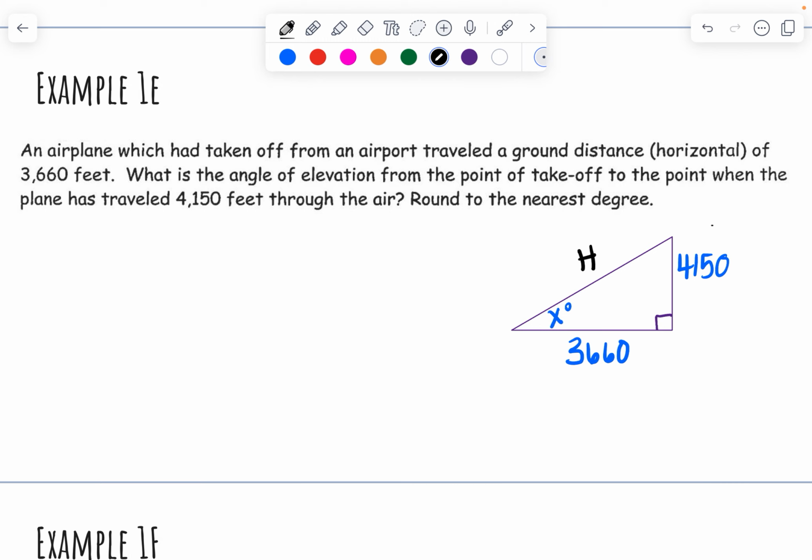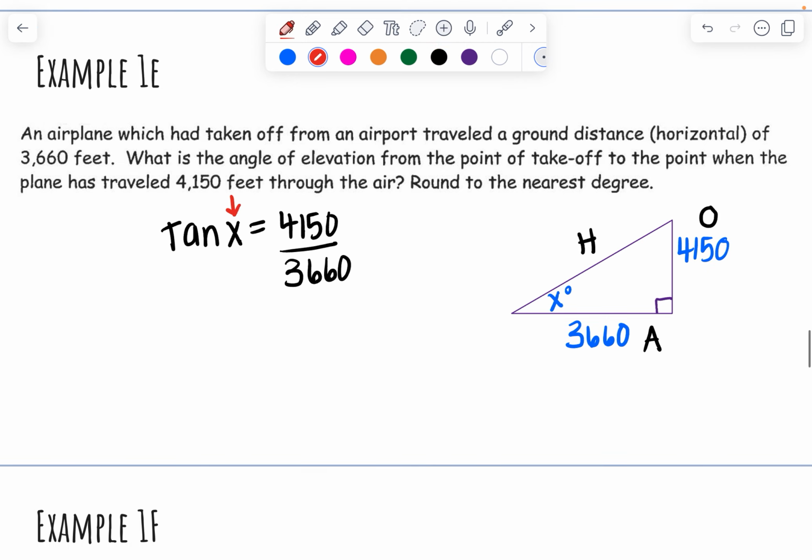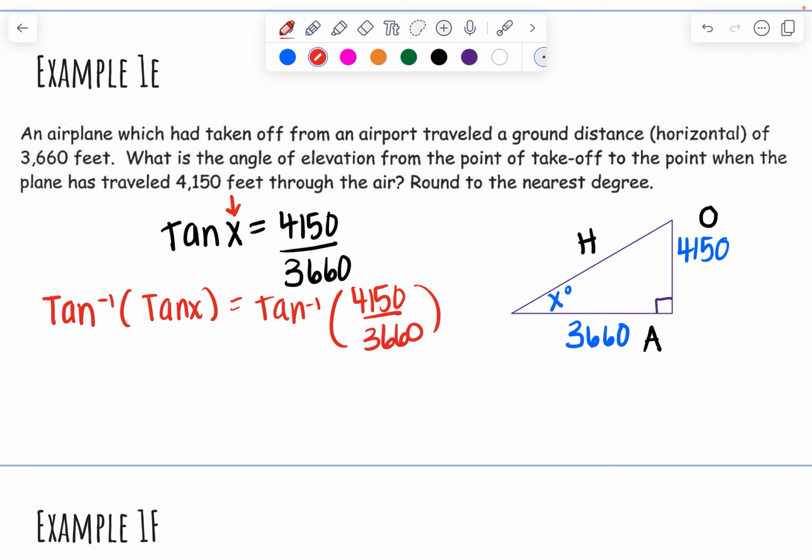Our hypotenuse, our opposite, and our adjacent. Again, we're dealing with opposite and adjacent, so tangent of x is 4,150 divided by 3,660. Again, to get x by itself here now, we need to do inverse tangent on both sides. So inverse tangent of tangent x equals inverse tangent of 4,150 over 3,660.